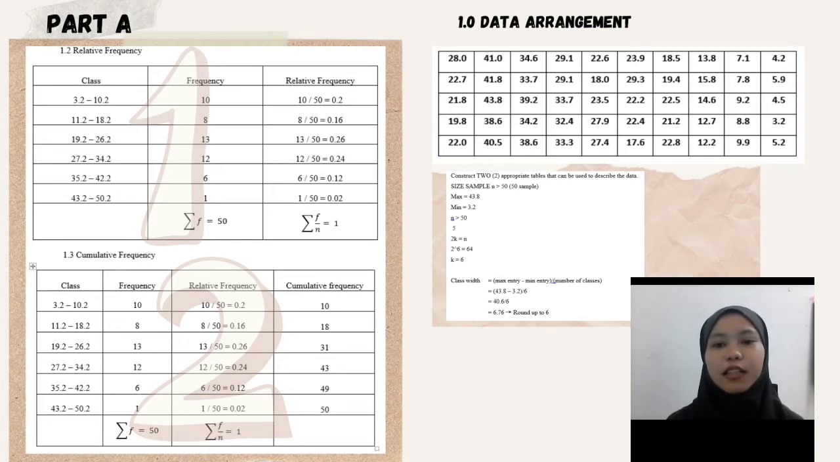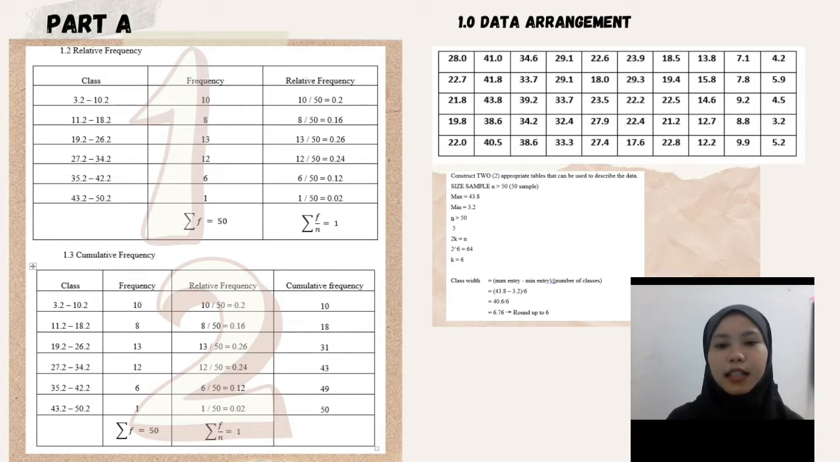Next, for the table 1.2 relative frequency. As you can see, there are 6 classes. We begin with 3.2 and the last is 43.2. The frequency is 50. Relative frequency F divided by N equal to 1. So, to get the relative frequency, you have to divide the frequency by the total. For example, for the class 3.2 until 10.2, 10 divided by 50 equal to 0.2.